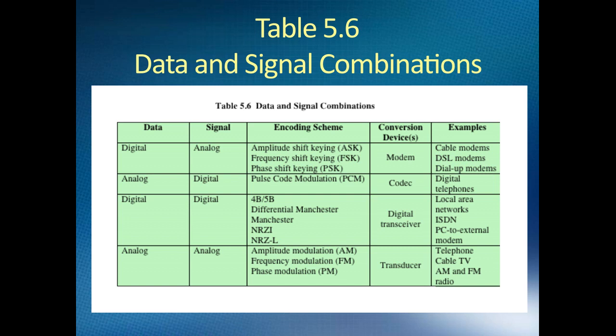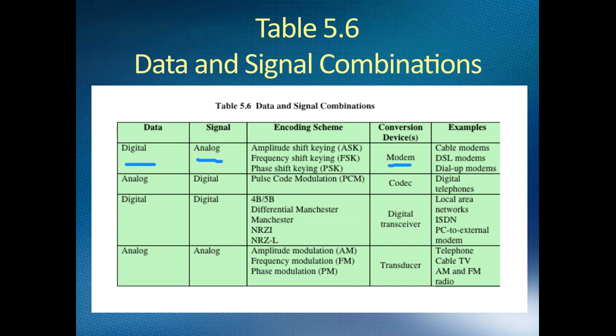Here we talk about data and signal combination. If I have digital data and an analog signal, these are the methods of encoding. A very important table: ASK, FSK, PSK. The device example is the modem. The technology examples are cable modem and DSL. Please, this is a very important slide. It summarizes the previous 2 slides.